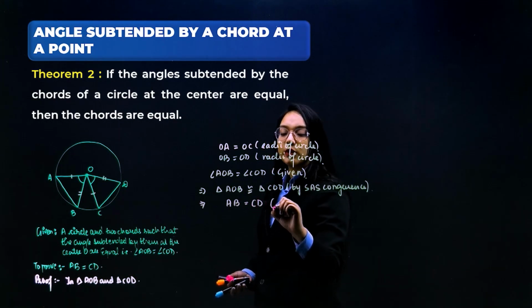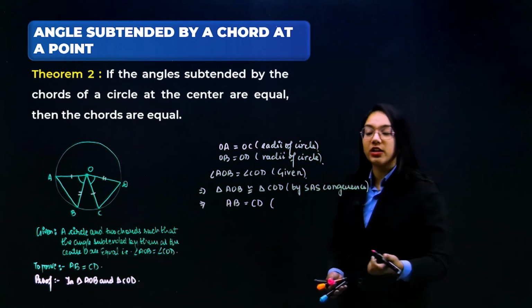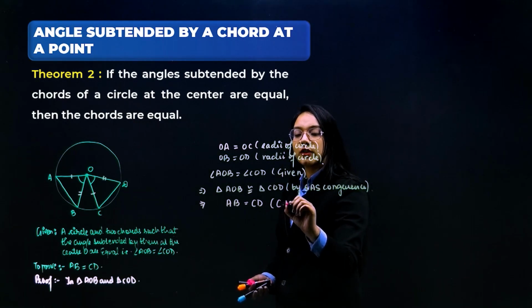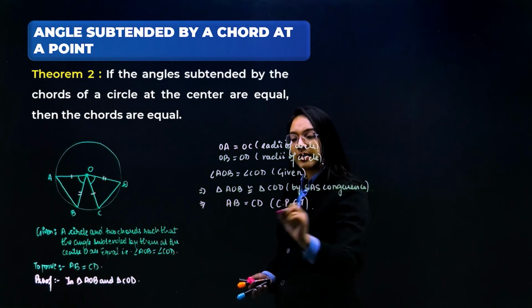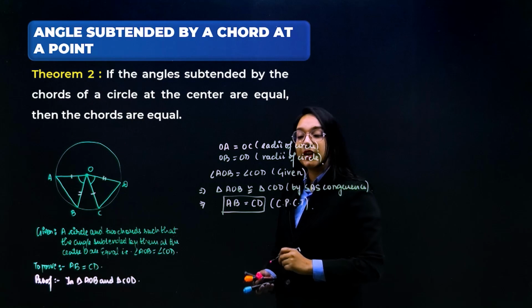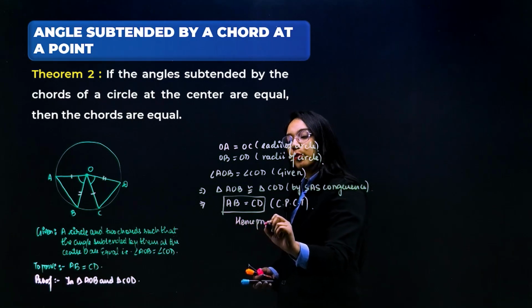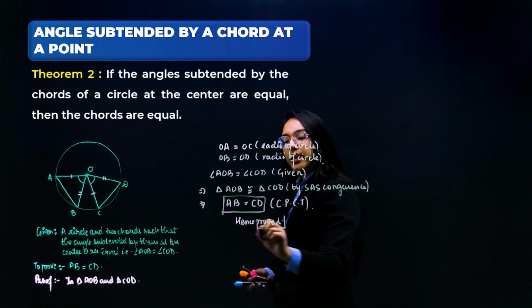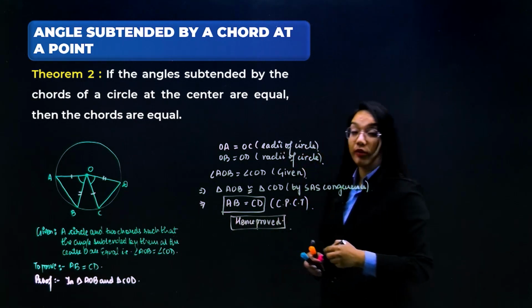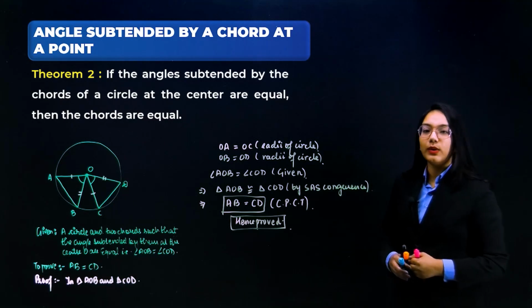Why so? Because we know that the corresponding parts of congruent triangles are also equal to each other. The corresponding parts of congruent triangles, we call them CPCT. So hence AB is equal to CD, and this is exactly what we had to prove here. Hence it is proved that if the angles subtended by the chords of a circle at the center are equal, then the chords are also equal.